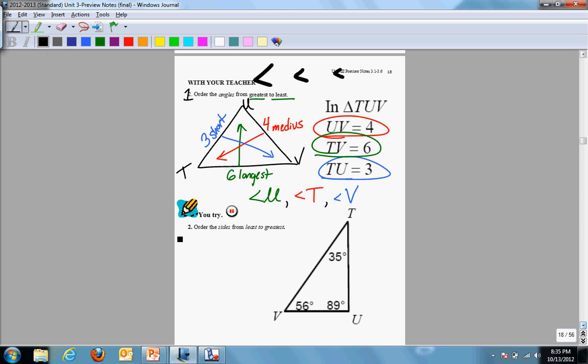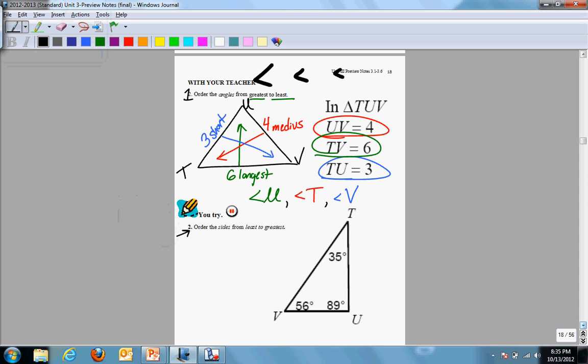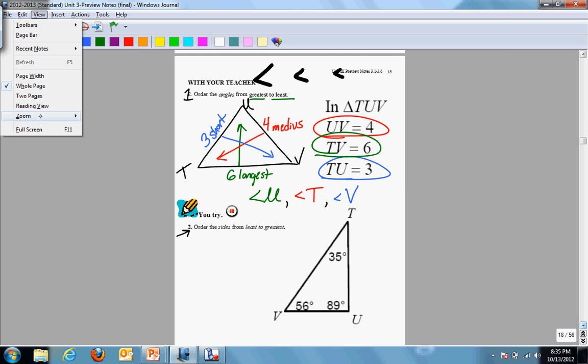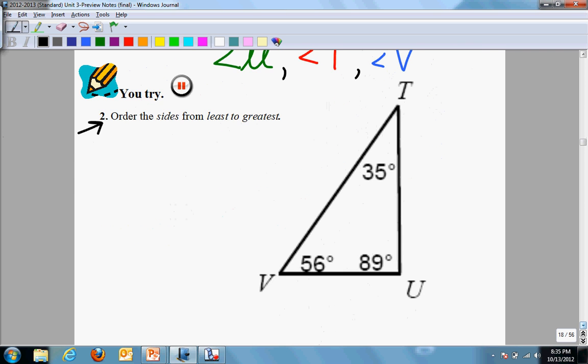I'd like you to pause the video and attempt this problem here. Welcome back. Okay, here we want to order the sides from the least to the greatest. So let's make a little physical diagram, least to greatest. These are sides now. So the shortest, then the medium, and then the longest.